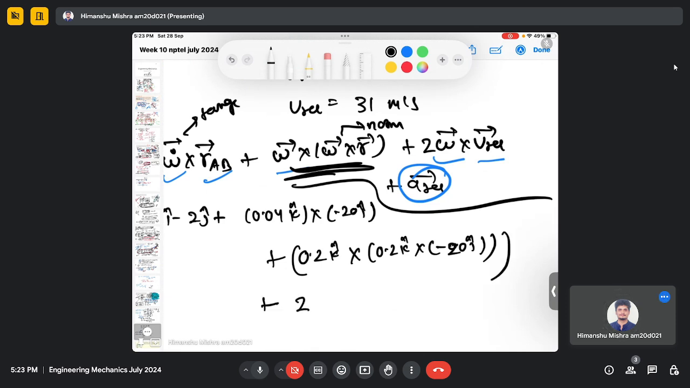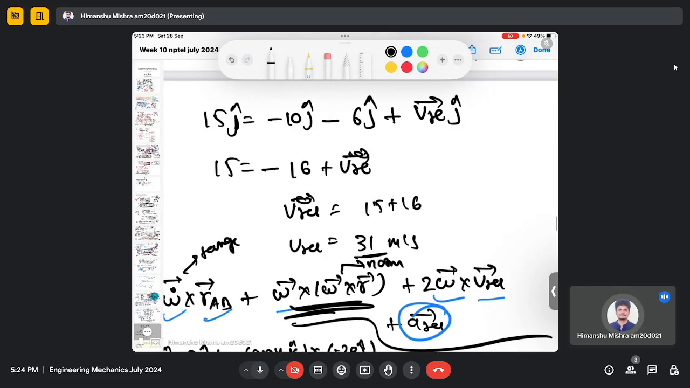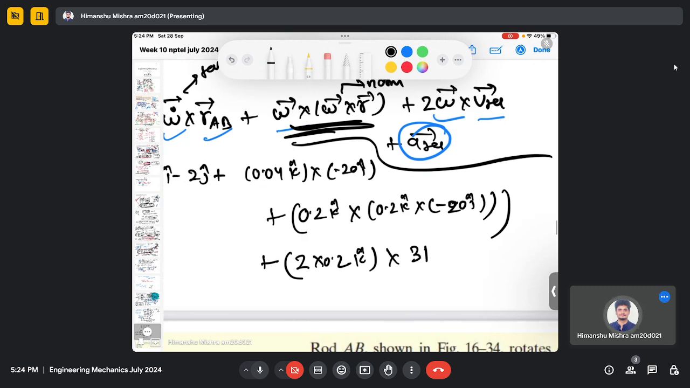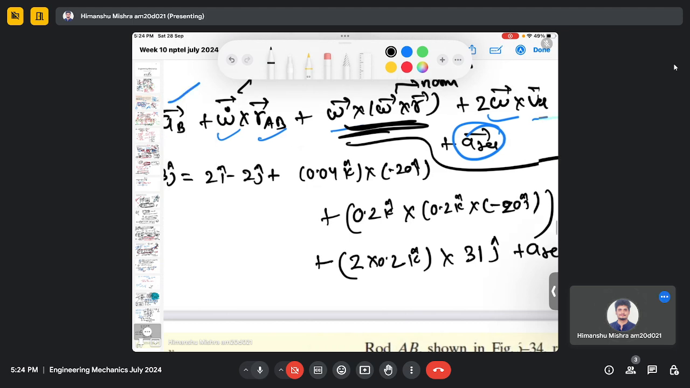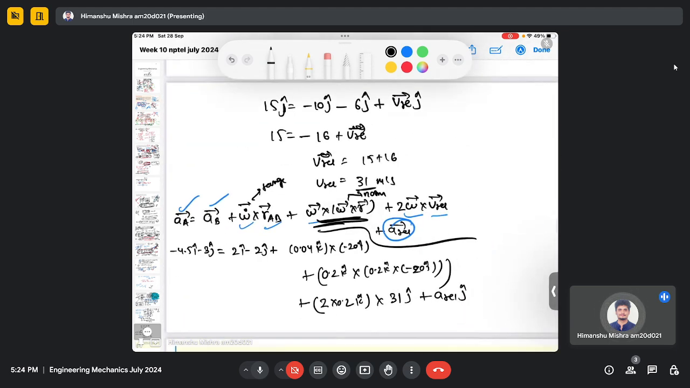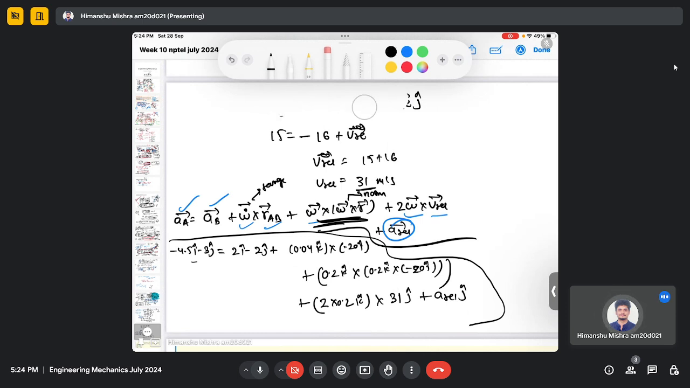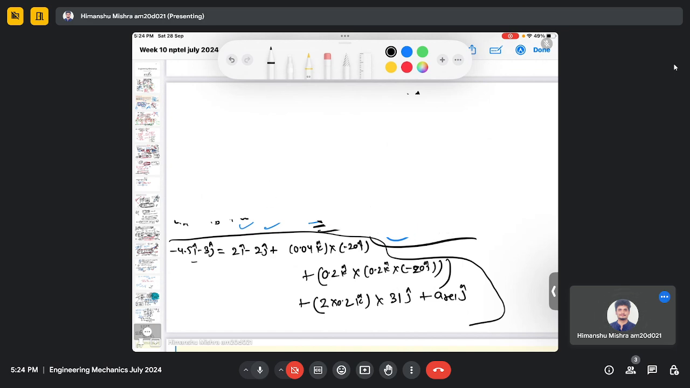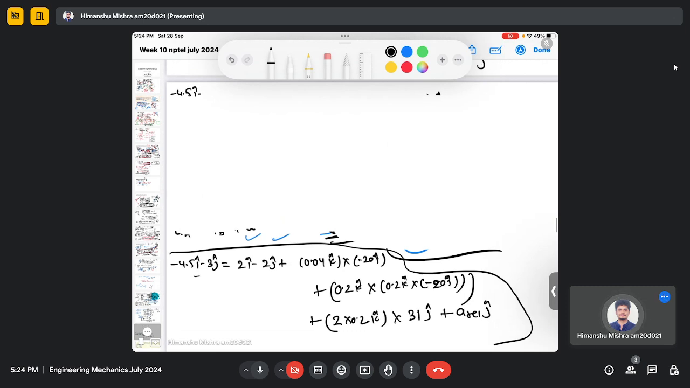Plus the Coriolis term, which is 2 multiplied by 0.2 in the k direction cross product with the relative velocity that we found, which is 31 meter per second in the j direction, plus the relative acceleration in the j direction. So this is the expression we need to solve. You can see both i and j components are there in the expression, so let's first simplify it. It's minus 4.5i minus 3j equals 2i minus 2j, and the cross product between k and i will give a quantity in the j direction.